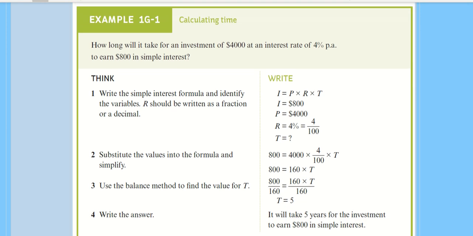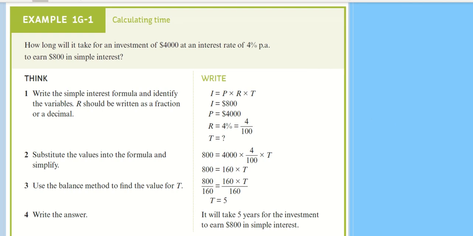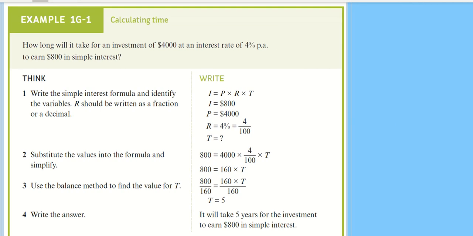How long will it take for an investment of $4,000 at an interest rate of 4% to earn $800 simple interest? What I'd like you to do when you face one of these questions is, first of all, let's just make a list: I, P, R and T. And then we need to identify the three bits of information that you're given. So we've got $4,000, we've got 4%, and we've got $800 in simple interest.